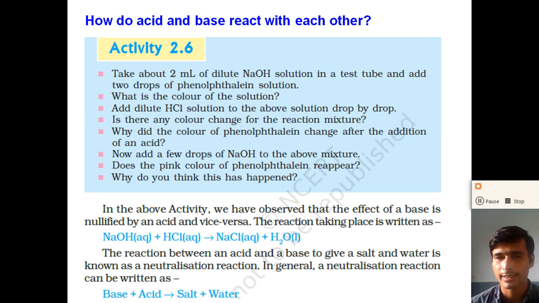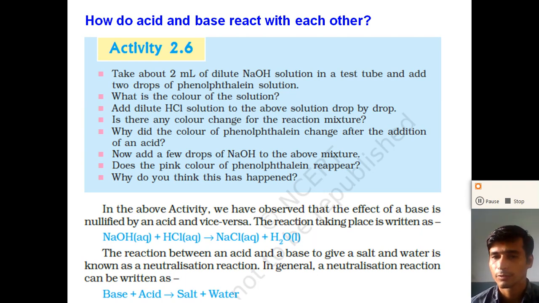So when the acid reacts with the phenolphthalein, the color of the phenolphthalein will change. Now add a few drops of NaOH to the above mixture. Does the pink color of the phenolphthalein reappear? Yes, the pink color of the phenolphthalein reappears, right? So why do you think this happens?